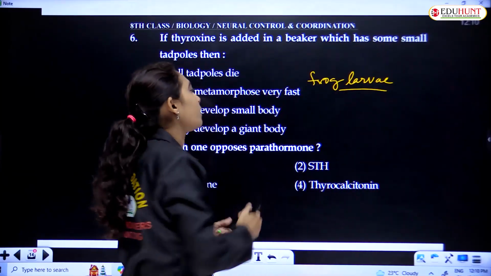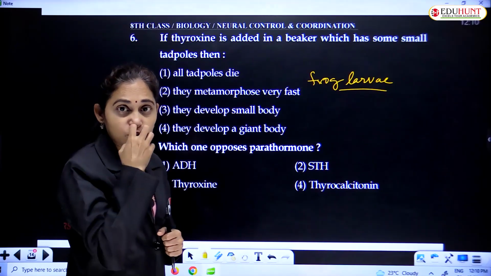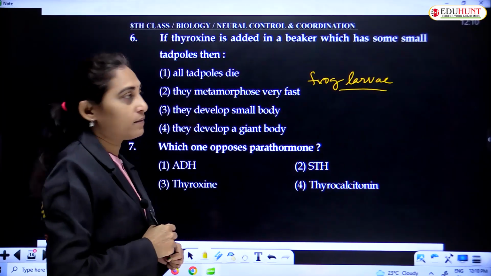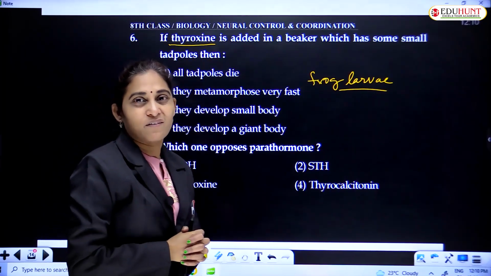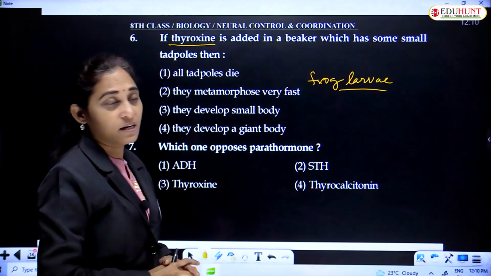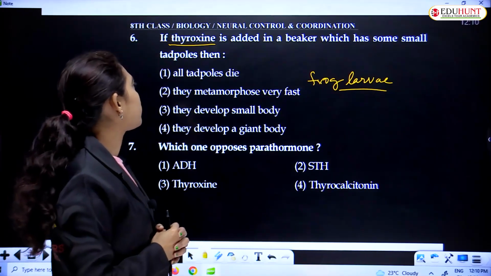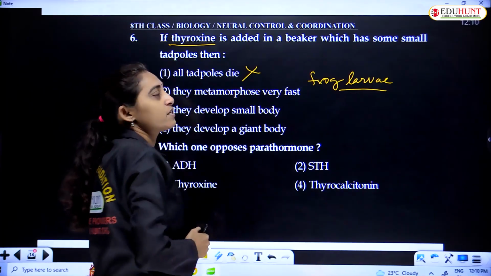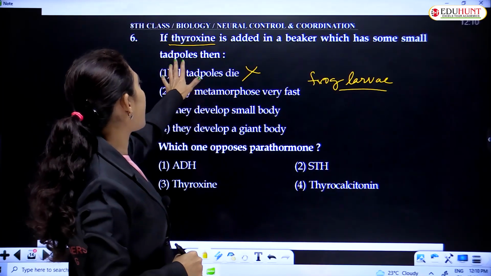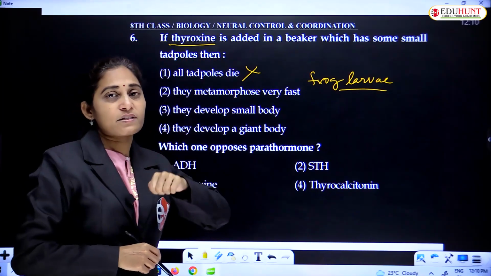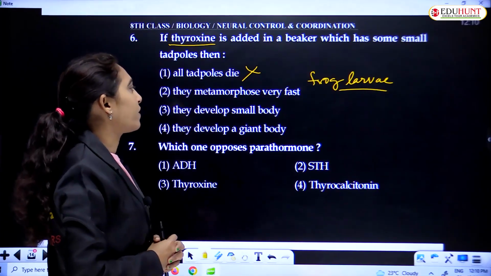It is the tadpole. For this metamorphosis, that is for maturity, what is required? Iodine and thyroxine hormone are very important for the metamorphosis, that is, transformation of tadpole into adult. So all tadpoles die if thyroxine is removed. Here the question is, if thyroxine is added, the tadpoles never die. They metamorphose very fast.